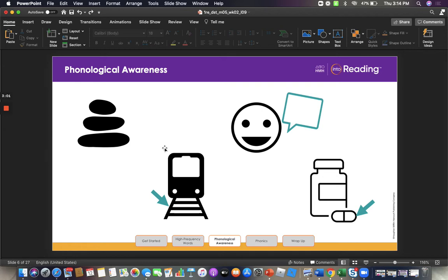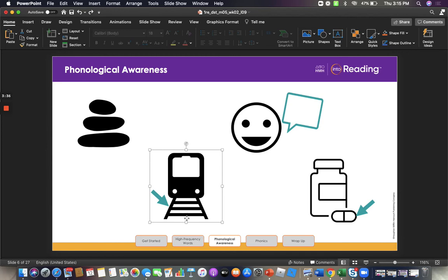So let's practice some more. Add t to the beginning of rack, track, and I have a picture match. Add l after the g in gum. So add l after the g in gum. Glum. I'm not going to raise my hand.